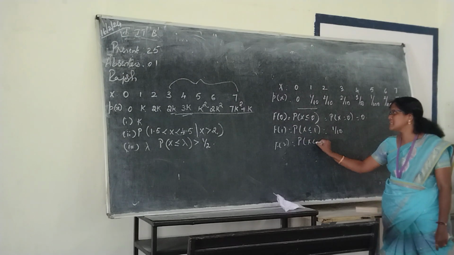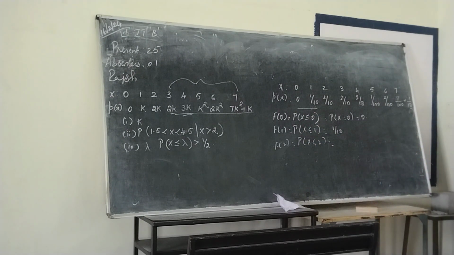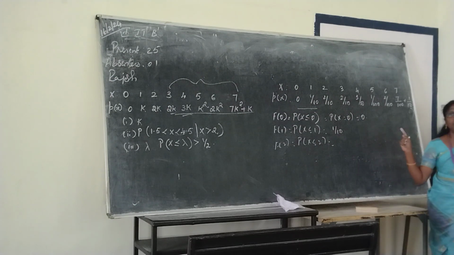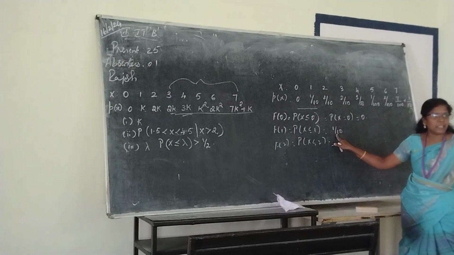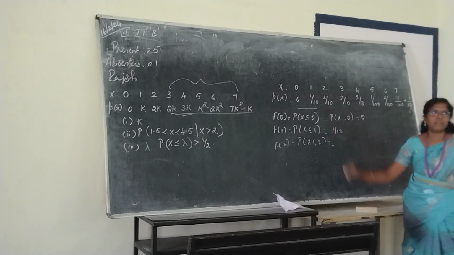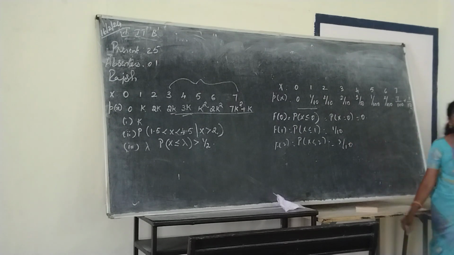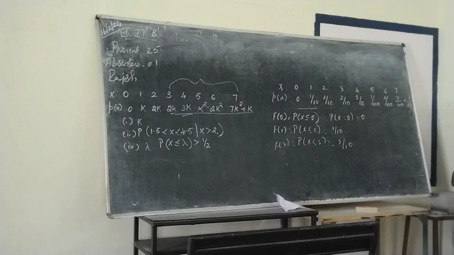Probability of X less than or equal to 2. Less than or equal to 2 means? What we have is 0, 1. Already know 1 by 10, add the next values. So 1 by 10 plus 2 by 10 will give you 3 by 10. Okay, so let's make a cumulative frequency now. Let's start with the next one. When it is greater than 1 by 2, 1 by 2 will be 0.5. It should be greater than 0.5.